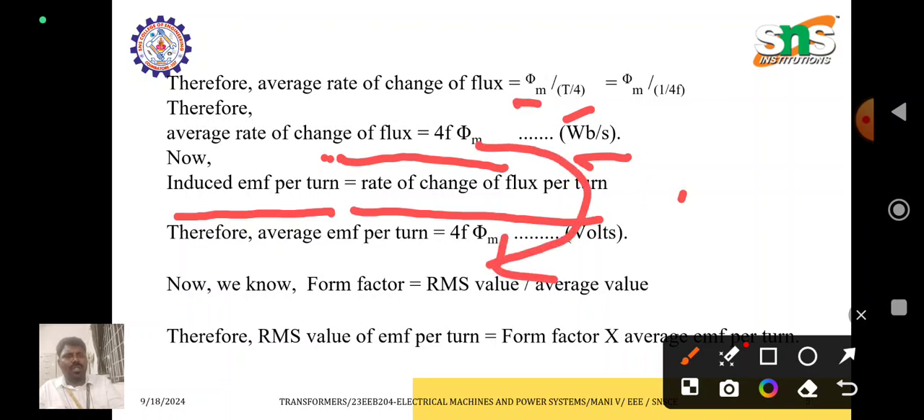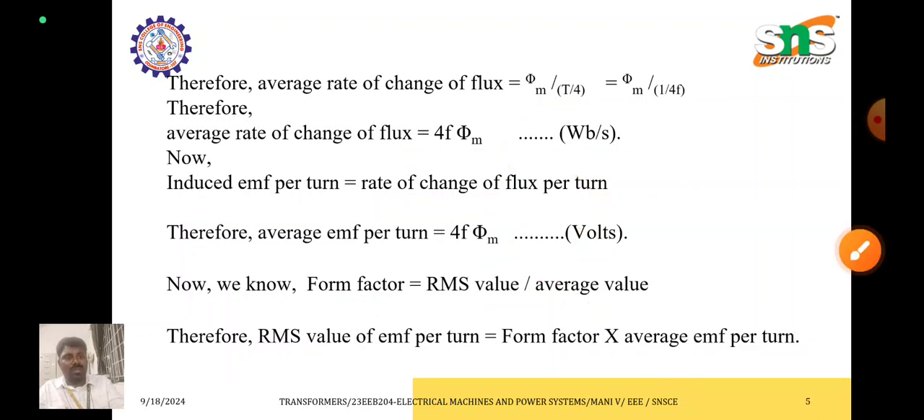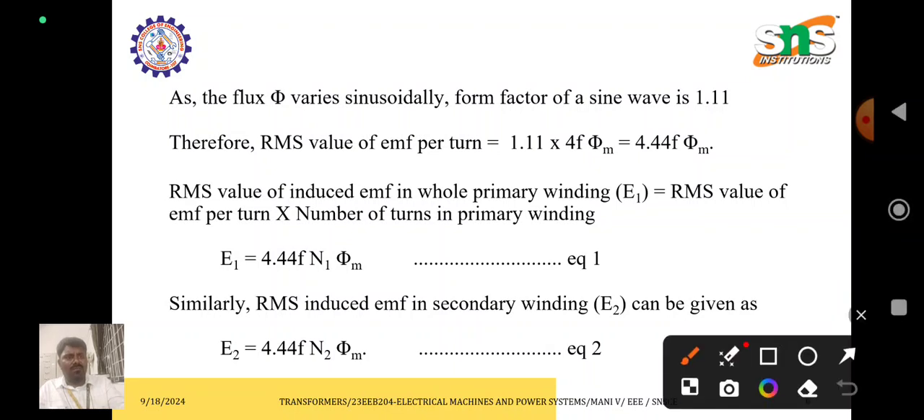Already we know that the form factor is equal to the RMS value divided by the average value, which is equal to 1.11 for a sinusoidal waveform. Therefore the RMS value is equal to form factor into average value. The form factor 1.11 multiplied by the average value 4F phi m gives 4.44 F phi m. So this is the EMF equation, the amount of EMF induced per turn.